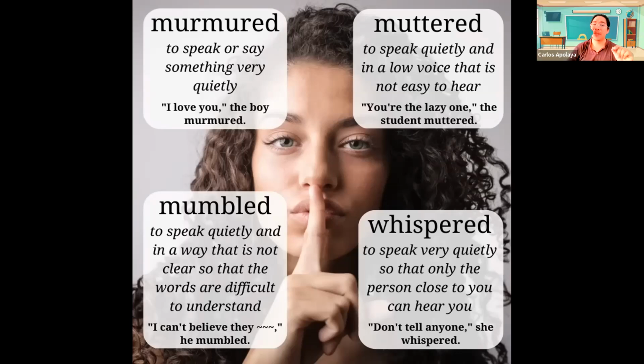No, because murmured is like murmurar. Te escucho, la persona que está a tu costado. You say, "Oye, ¿qué tal?" Hablas bajito. Murmurar es hablar bajito. Las demás personas no te entienden, porque tú solamente murmuras con el que está a tu costado. Pero mumble es cuando hablas muy rápido, muy bajito, que no se te entiende. Mumble.